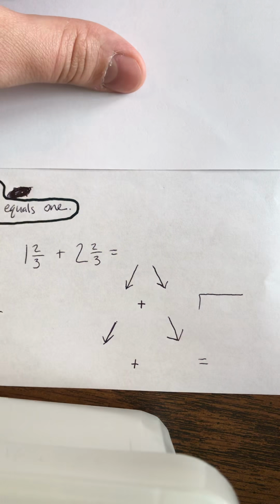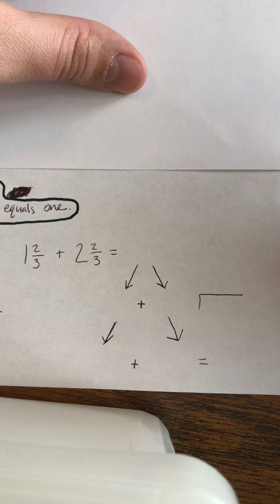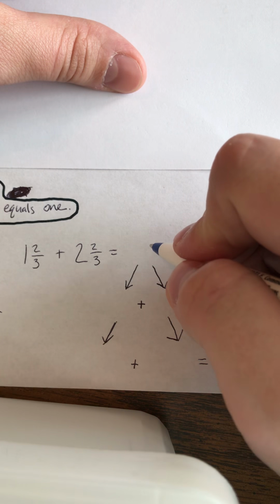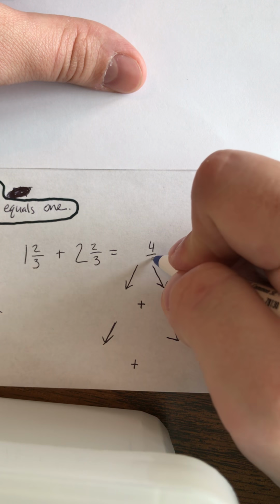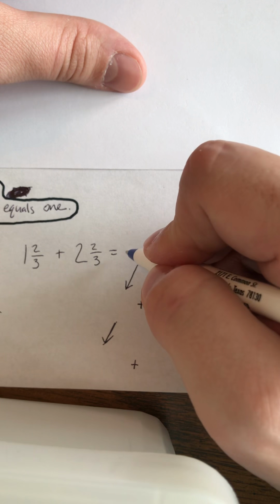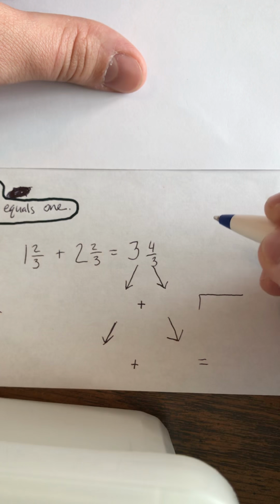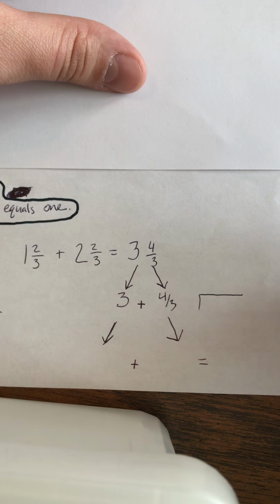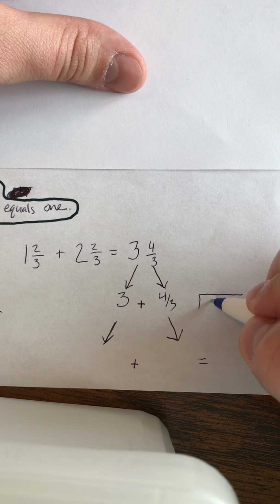So let's put all our steps together. 1 2/3 plus 2 2/3. Let's start by adding our fractions together. So I'm going to have 4/3, because 2 plus 2 is 4. My denominator stays the same. 1 plus 2 is 3. So I'm going to split this up as 3 and 4/3, which I'm going to rewrite right here.